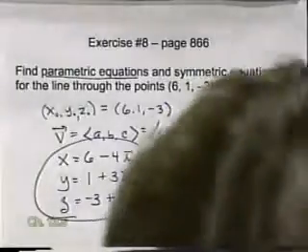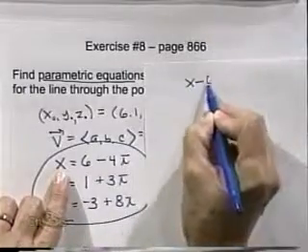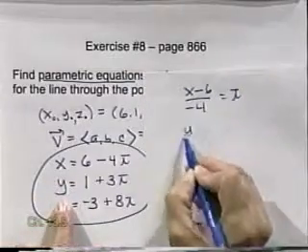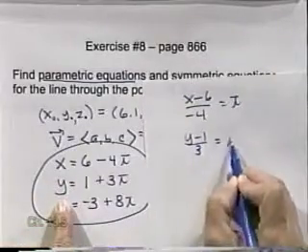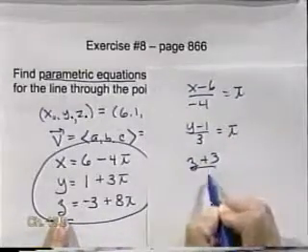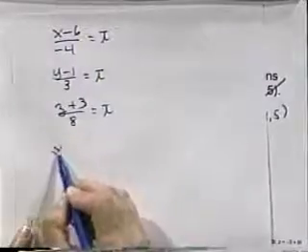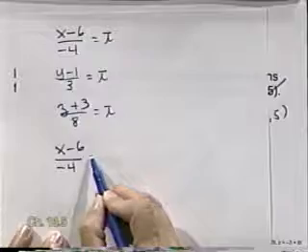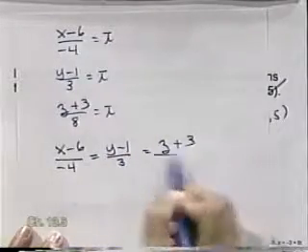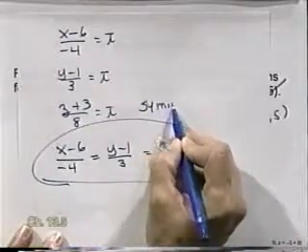Okay, so solving for t for each of them. The first one gives me x minus 6 over -4 is t. Solving this one for t, y minus 1 over 3 is t. Solving this one for t, z plus 3 over 8 is t. So symmetric form is, just set them all equal. x minus 6 over -4 is equal to y minus 1 over 3 is equal to z plus 3 over 8. And this is called your symmetric form.